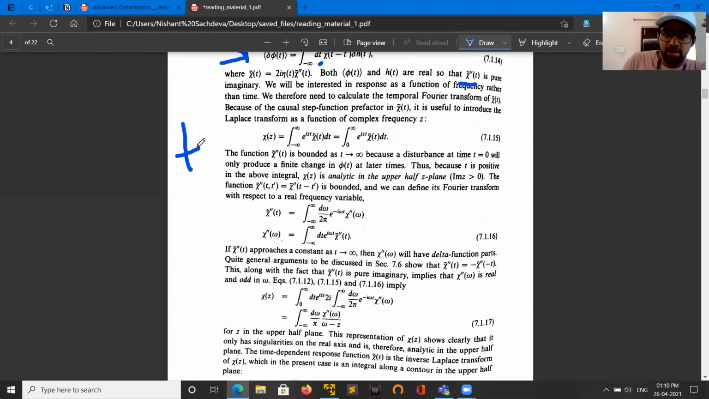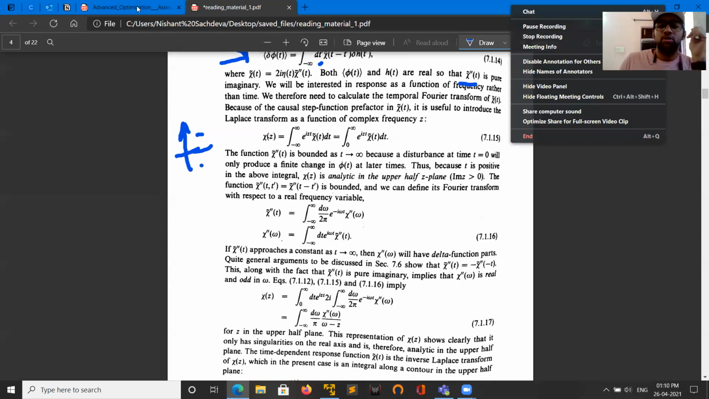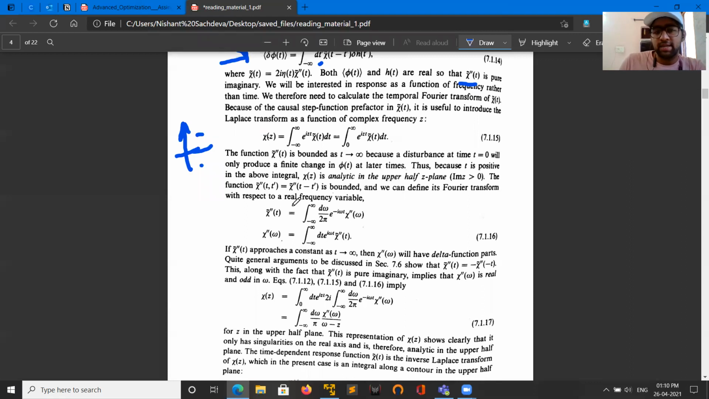Basically this is the complex plane, right? So the complex numbers are here and the real part is here. So this is positive and this is negative. That's what we're doing here. Now the function χ''(t, t') is the same as χ''(t − t'). This particular function is bounded and we can define its Fourier transform.